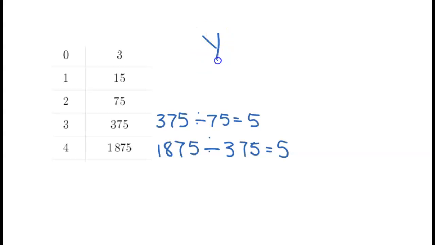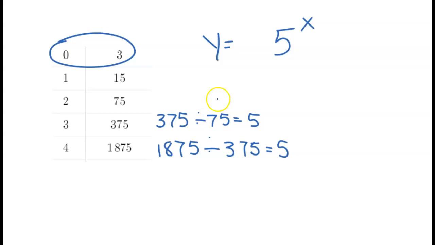Now, is this y equals 5x? Does that match our table? No. But we know that the multiplier is 5. But what did we start with? And so we have to have a number here to start with. Does this match my table?